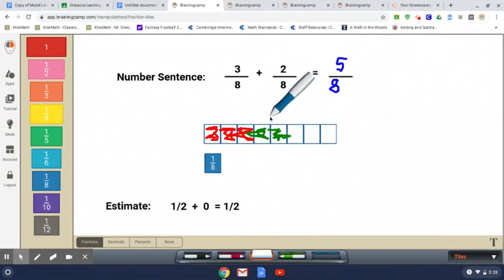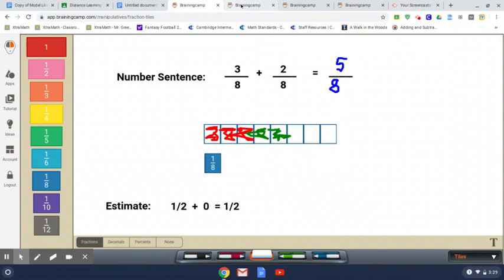Now, if I look at 5/8, if this is the halfway mark, 5/8 is bigger than a half, but it's pretty close to a half. And my estimate said, well, my answer will be around a half. So I feel pretty confident that I did quite well on my math, and that I'm probably in the right ballpark. I must be right.